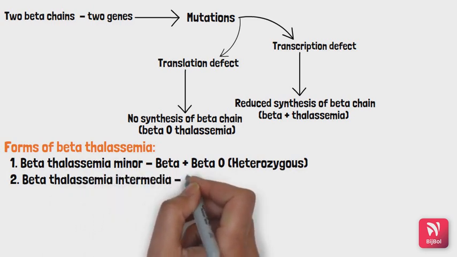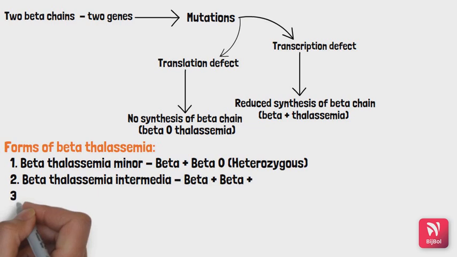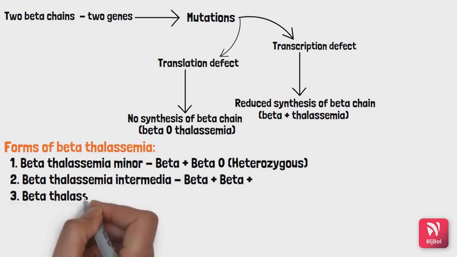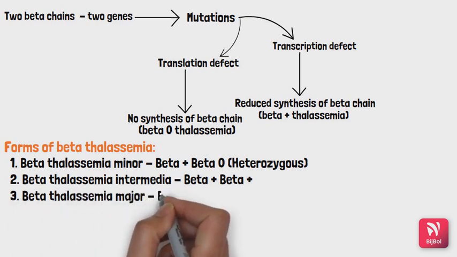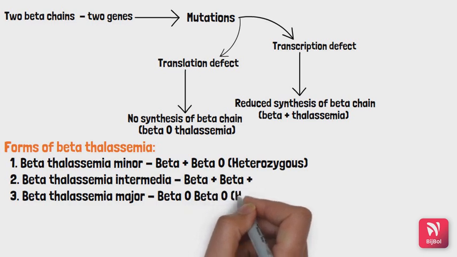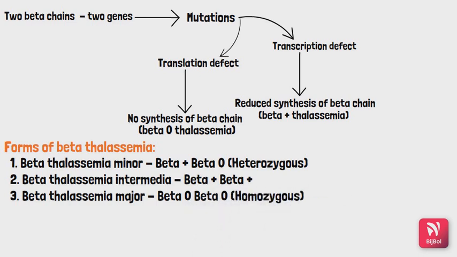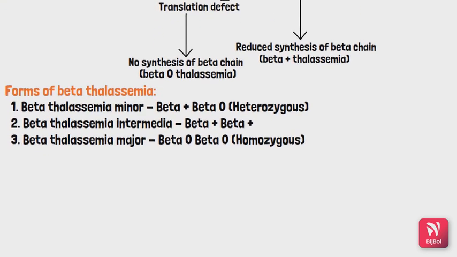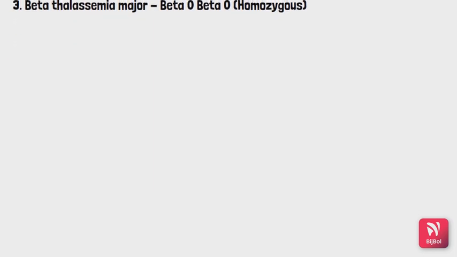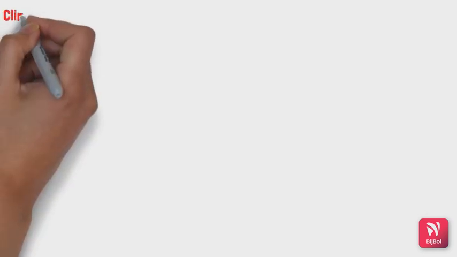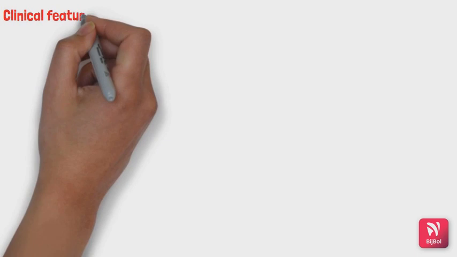Next one is beta thalassemia intermedia, wherein both the parents transfer only beta positive. Whereas beta thalassemia major is a homozygous form wherein there will be no synthesis of beta chain, that is beta 0. So this is a severe form. So these are the various forms of beta thalassemia. Now that we have seen different types of thalassemia, we shall see clinical features.